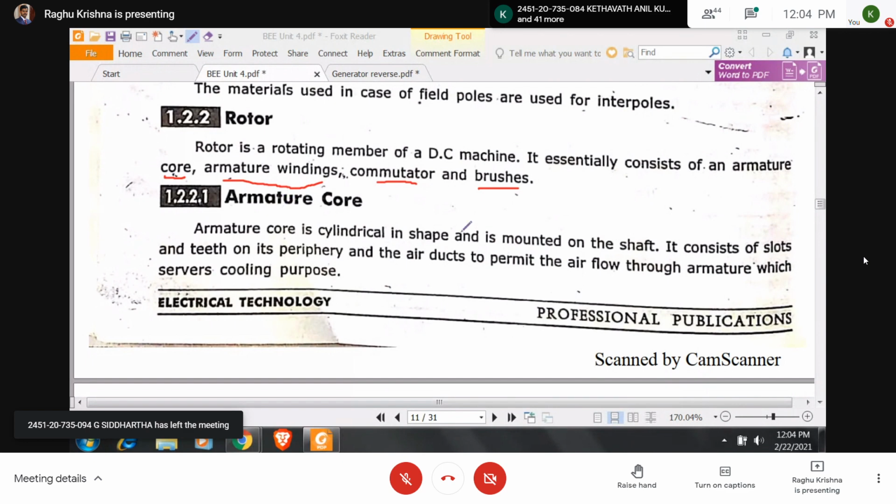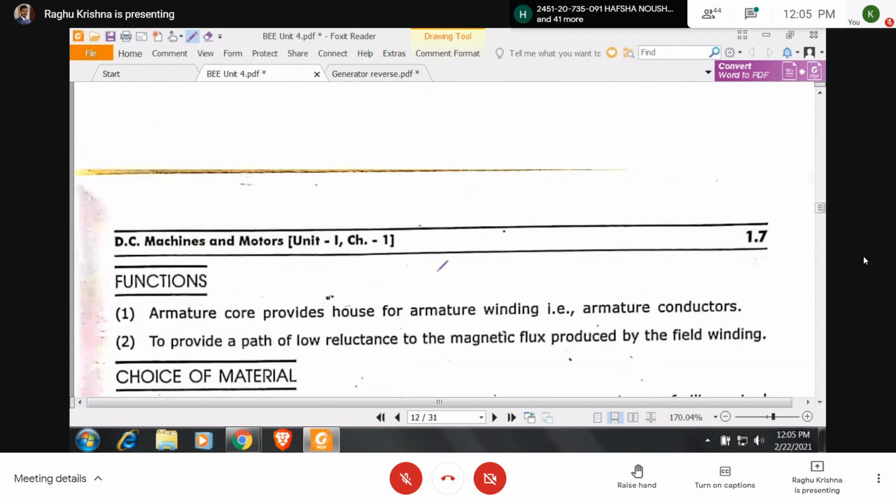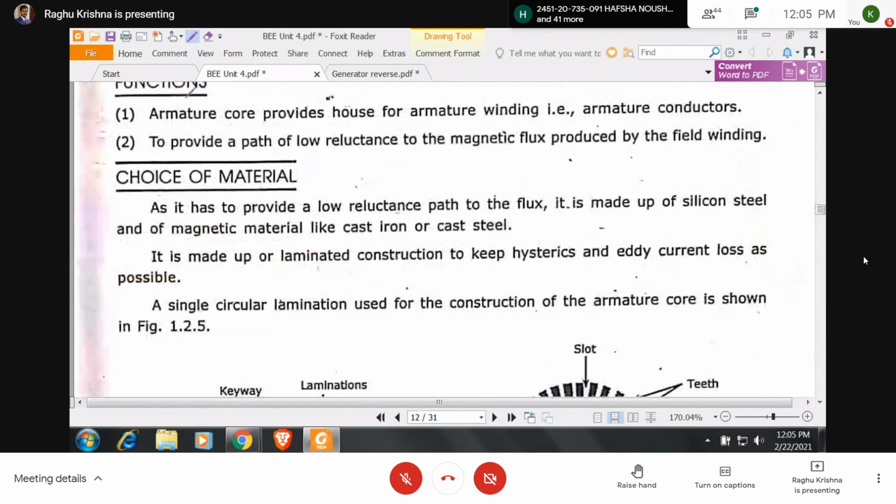Okay, so coming to armature core. The armature core is cylindrical in shape and is mounted on a shaft. It consists of slots and teeth on its periphery, and air ducts to permit the airflow through the armature, which serves a cooling purpose. Next, functions. The armature core provides a house for armature windings.